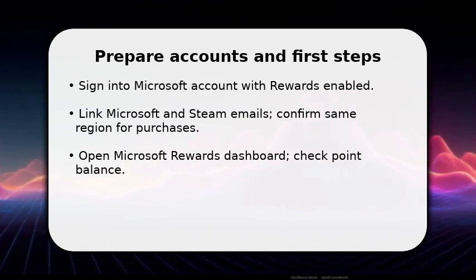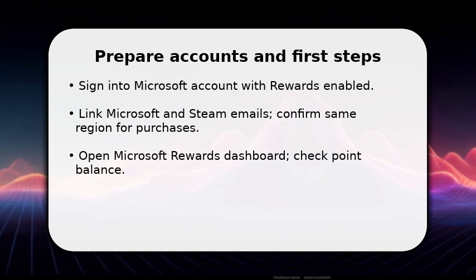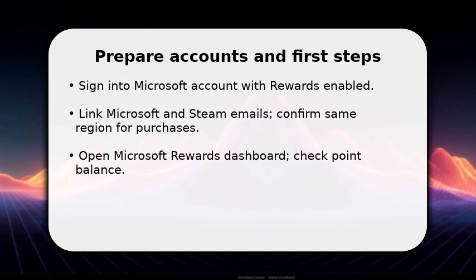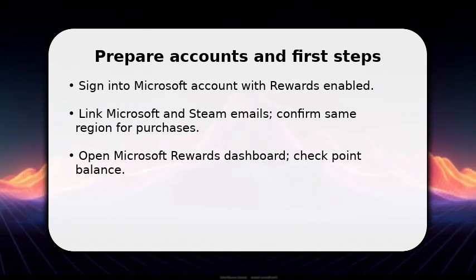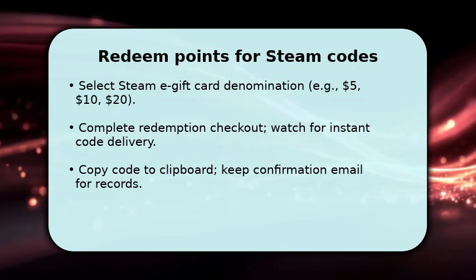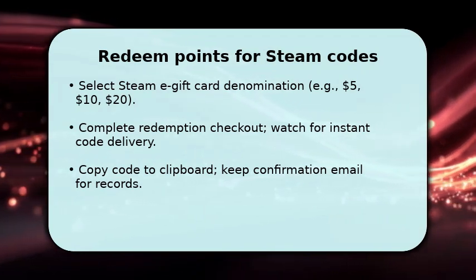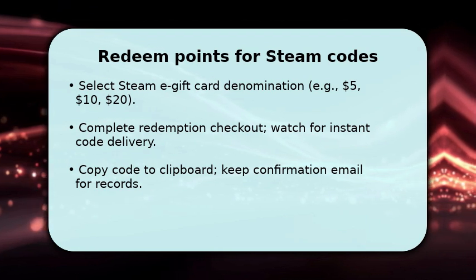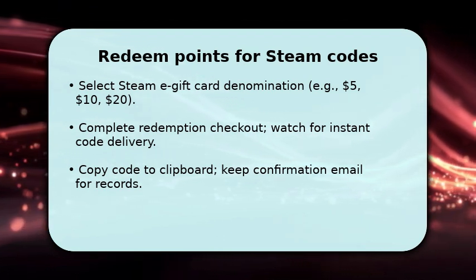Now, search the rewards catalog for Steam digital gift cards and select the denomination that fits your points total to begin checkout. You now redeem points. Choose a Steam e-gift card denomination that matches your points and click Redeem. During checkout, follow prompts to confirm delivery method. Most are instant digital codes, so expect an on-screen code and confirmation email.